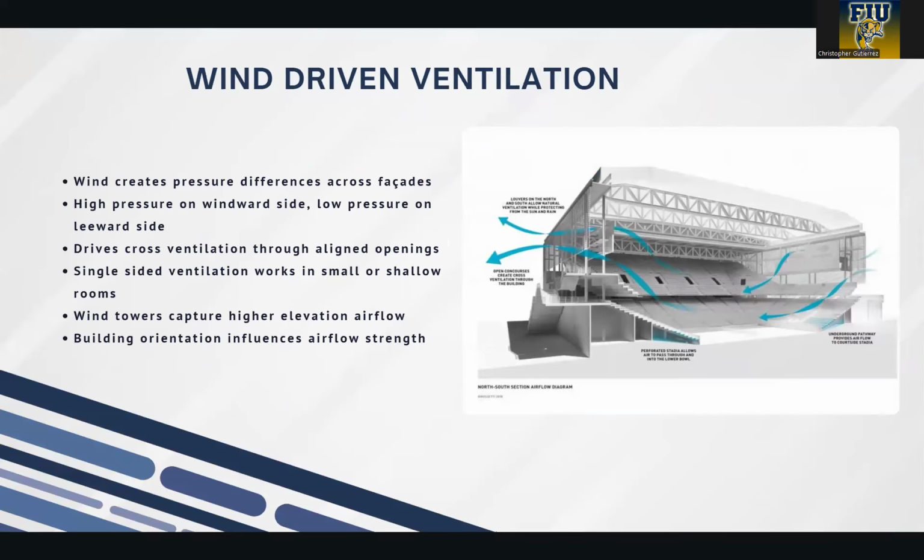So starting with wind-driven ventilation, it occurs when external wind creates pressure differences across the building facade. The windward side receives higher pressure and the leeward side receives lower pressure. So air moves through the interior from one side to the other. Cross ventilation is the most effective because openings align directly with the wind. Single-sided ventilation works only in small or shallow rooms since it depends on turbulence. Wind towers capture higher elevation airflow and direct it inside. Building orientation controls how strong this airflow becomes.